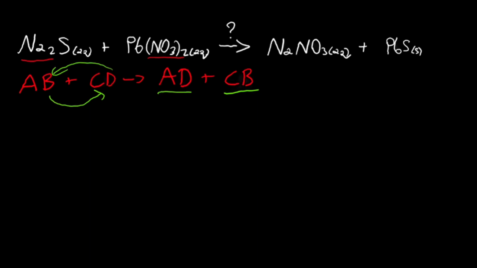Now to balance this equation, there are 2 sodiums and 2 nitrates on the left, and only one of each on the right, so if we put a 2 coefficient, this balances it out, and also there are only 1 sulfur and lead on each side.